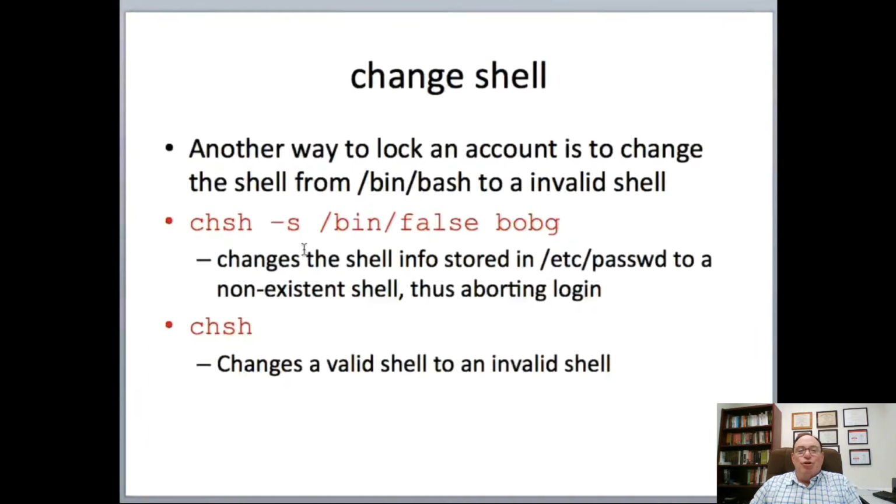Changes in the shell info, which is stored in /etc/passwd, to a non-existent shell will cause the login to abort. You cannot log in to a false shell. If you just use the -s command, it'll change a valid shell to an invalid shell. That's another way to keep a user from logging in. And if you notice in a lot of passwd files, whenever you see /bin/false, that is a shell that you do not want to run if it's a daemon process, or a user that you do not want to be able to log in if it is a user process.